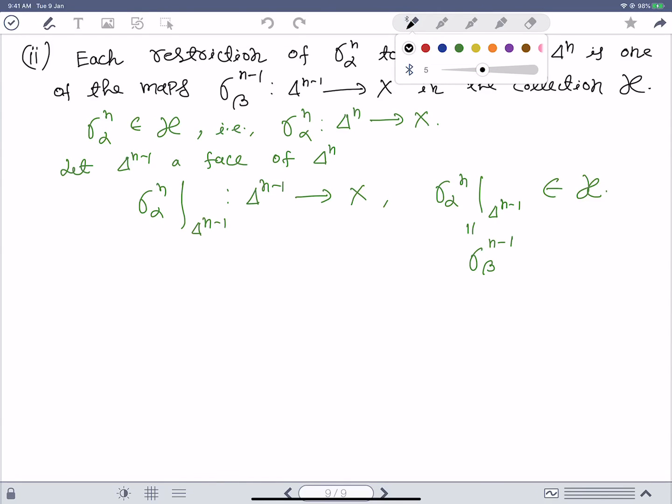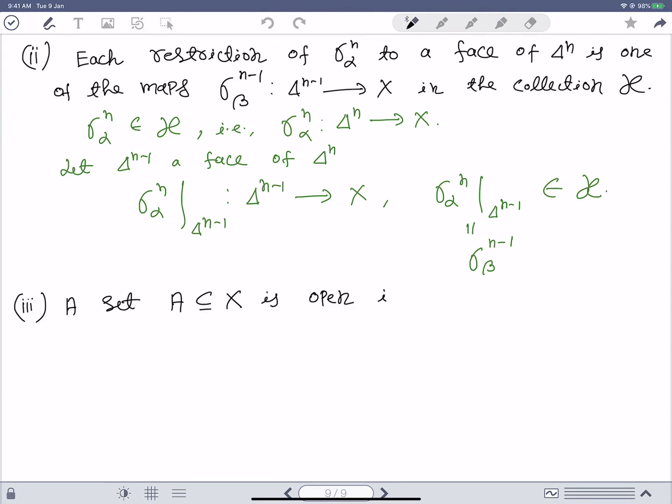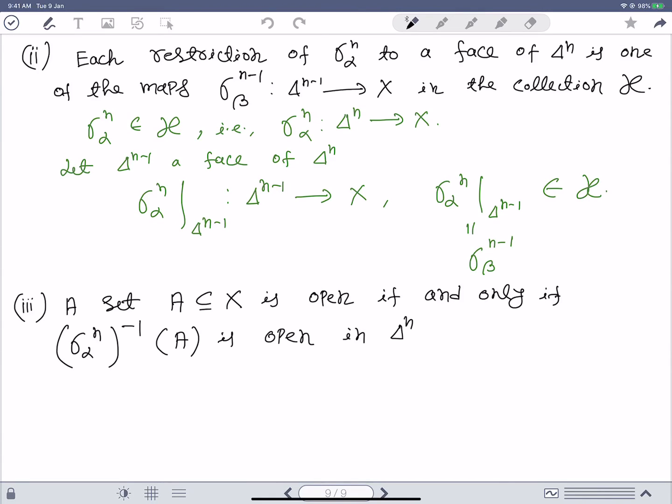That means we will give the topology on the delta complex. Now the third condition says a set A subset of X is open if and only if sigma n alpha inverse of A is open in delta n for each sigma n alpha. Fine. That means whenever we have an open set A in the topological space X, then its inverse image by each of the maps should be open in that simplex.